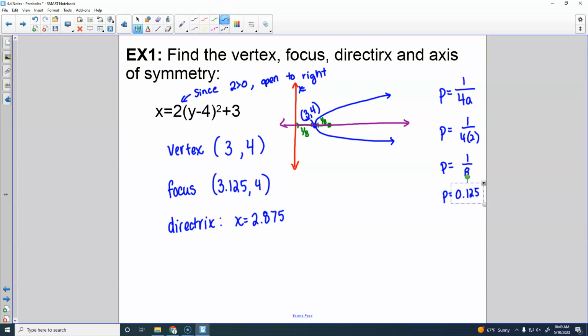Okay. Alright, so, for this, we need the axis of symmetry. I'll just call it AOS. That is a horizontal line. Horizontal lines are x equals or y equals. It'll be y equals, and you're going to use your y coordinate here, which is 4. So y equals 4.